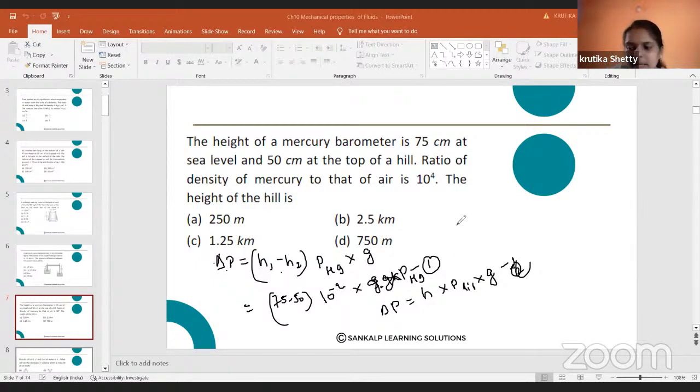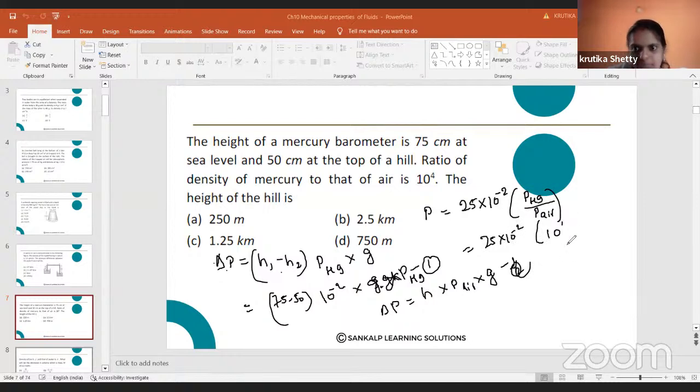So if you equate equation 1 and 2, I'll show you the last step here. That is H is equal to, we will get it as 25 into 10 raised to minus 2 into bracket rho of mercury upon rho of air, right? So this is equal to 25 into 10 raised to minus 2. This is nothing but they are giving you the ratio in the question. This is 10 raised to 4. Okay.